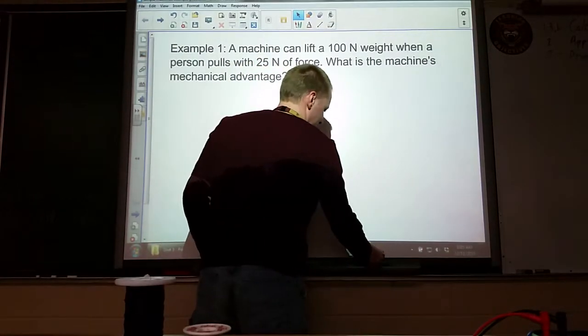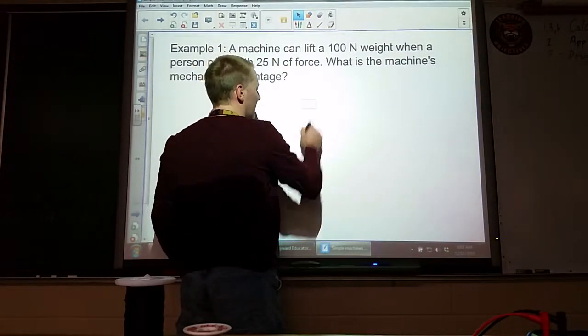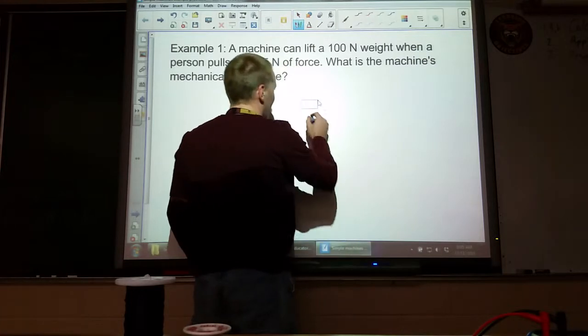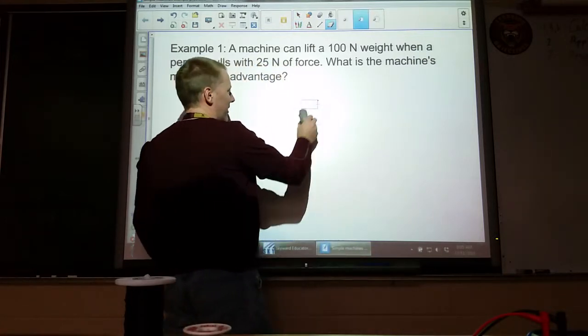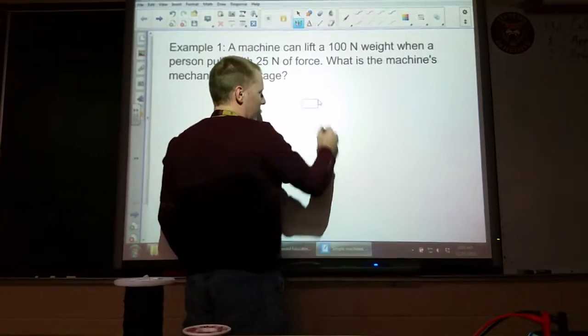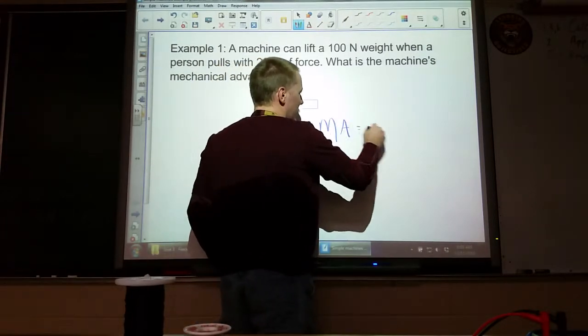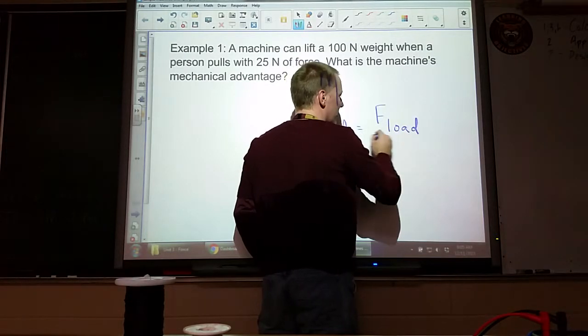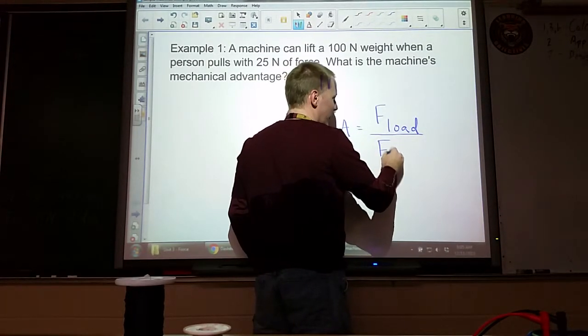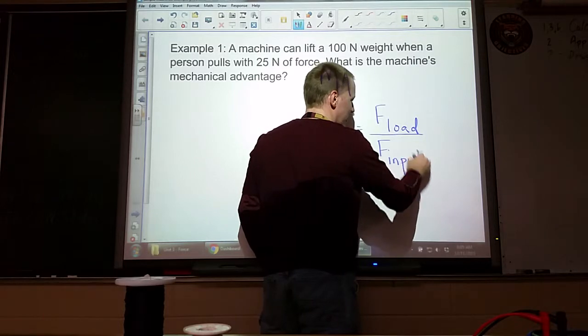There we are. Now I got to write it correctly. Mechanical advantage is equal to the load force, what you get out of the machine, divided by the input force, what you put into the machine.